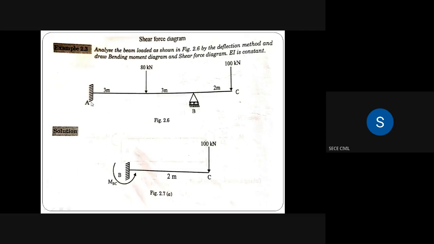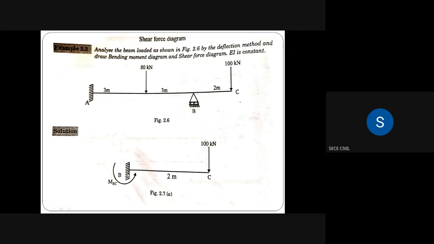So support A is a fixed support, so we will have a moment at support A. And support B is a roller support. Will we have a movement at support B? No. If it is a roller support, we don't have movement at support B. But span BC is overhanging, and we have a load on this span BC. So because of this load, we will have a moment at joint B.